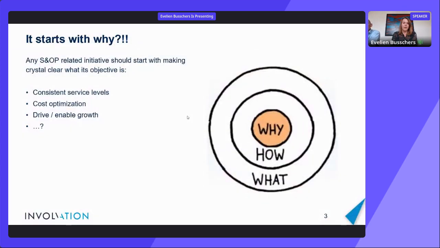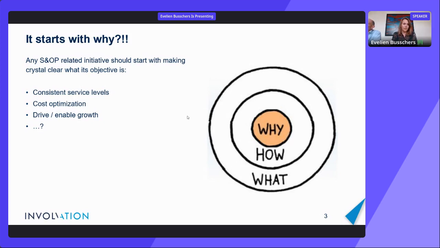So whenever we want to implement or improve an S&OP process, we always start with asking ourselves why. What is the objective of the initiative? And this is because very often we see companies struggling with their S&OP process because the objectives are not clear to them.